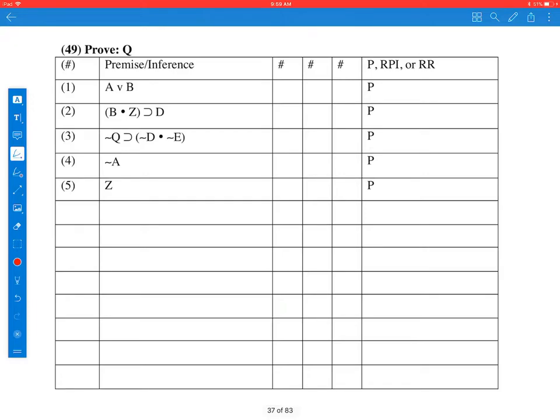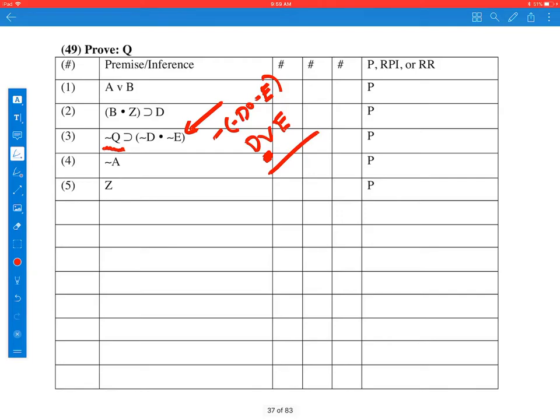Okay, Q. Well, this problem is pretty obvious what we have to start doing. That's the only place where I can get a Q from the antecedent line 3, which means I need the opposite of this consequent, so I need not D and not E. And I'm making a note because that's the same as D or E by De Morgan's.